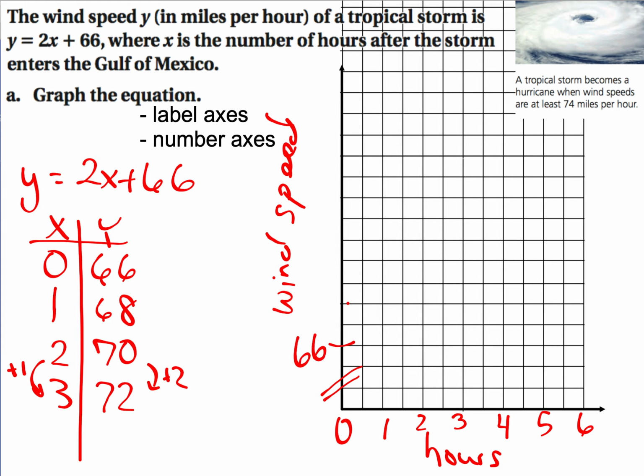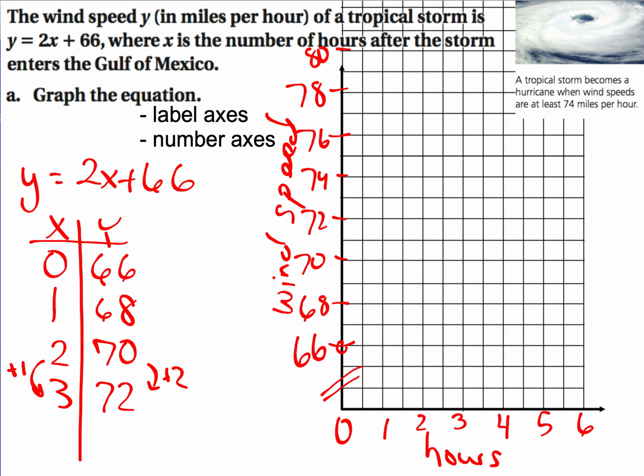67, 68, 69, 70, whoops, 70 doesn't look like that. It's got a 7 in it. And then 72, 74, 76, 78, 80 would be right up here. Okay. And then plot the points from the table.